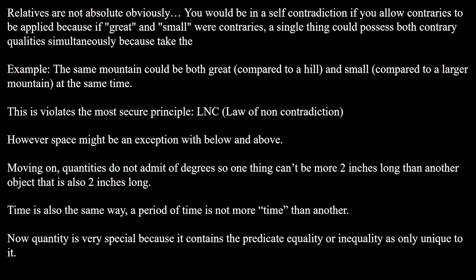You would be in a self-contradiction if you allowed contraries to be applied, because if great and small were contraries, a single thing could possess both contrary qualities simultaneously. Take the example: the same mountain could be both great compared to a hill and small compared to a larger mountain at the same time. This violates the most secure principle in all of Aristotle's philosophy, the law of non-contradiction, that something cannot both be and not be at the same time. However, space might be an exception with below and above.